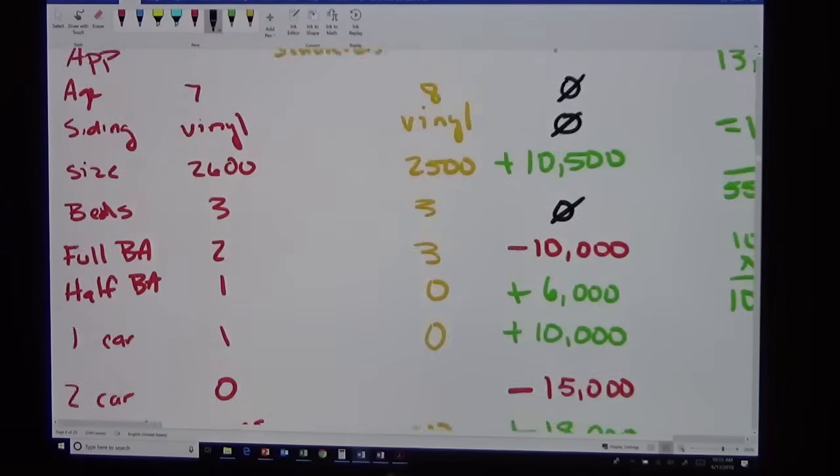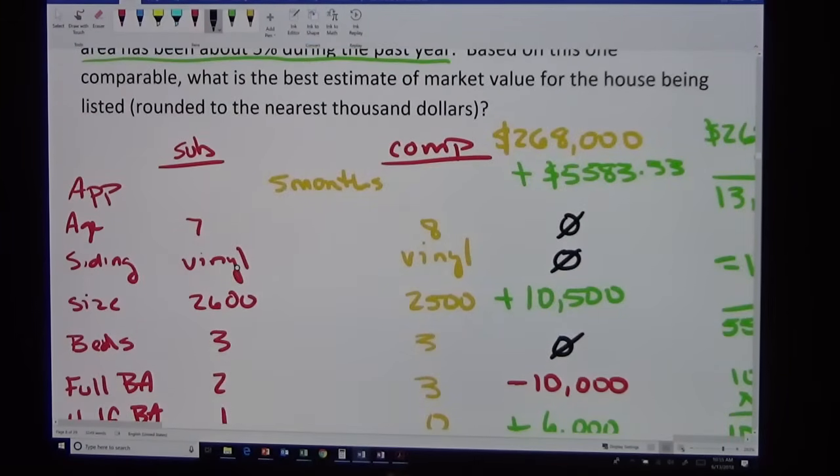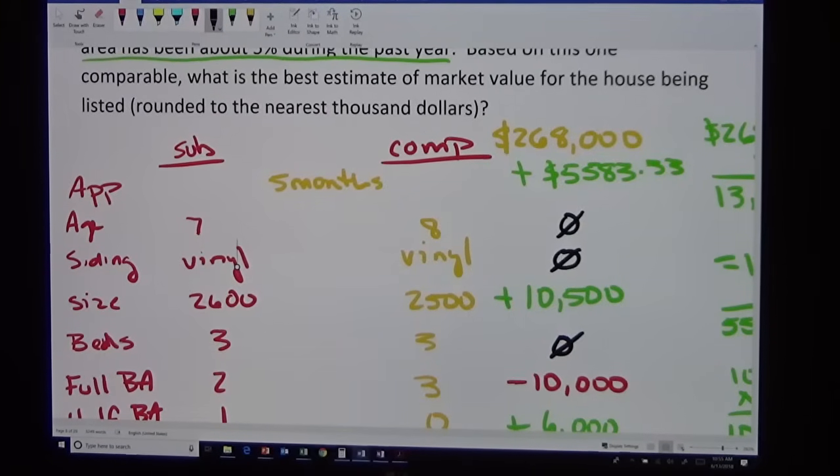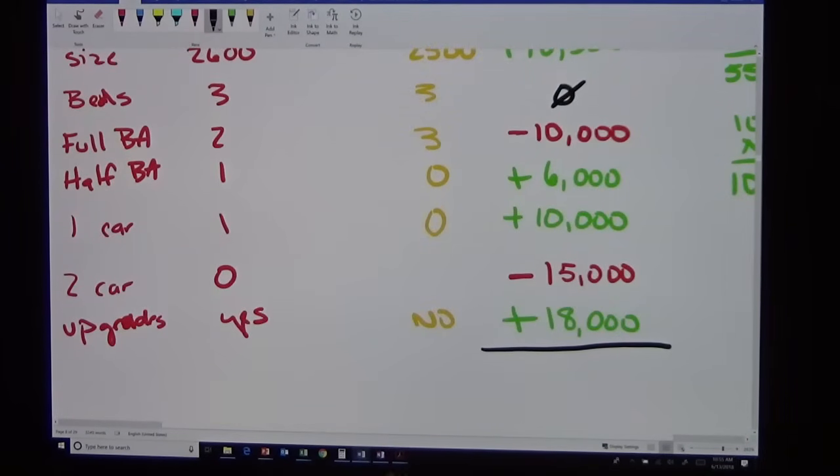So now it's a matter of totaling everything up. I start with $268,000. And then I'm going to add my appreciation of $5,583.33. And then I'm going to add the $10,500 for the square footage. And then I'm going to subtract $10,000 for the full bath. And I'm going to add the $6,000 for the half bath.